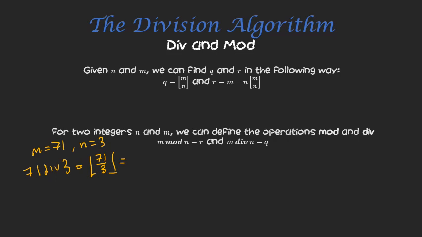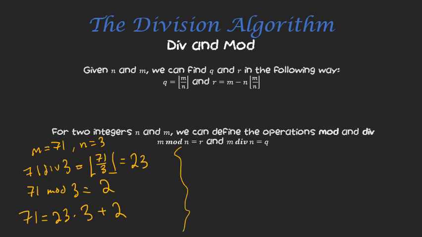And so this would spit out 23. And then 71 mod 3 is what's left over when there are the 23 groups of 3. So that is what's 71 minus the 23 groups of 3, 23 times 3, and that would be 2. And so what this means is we can write 71 equals the 23 groups of 3 with a remainder of 2. So that's how we can calculate mod and div.